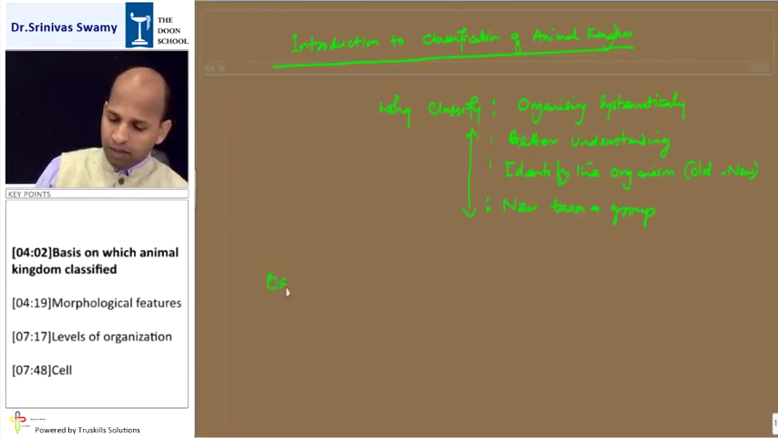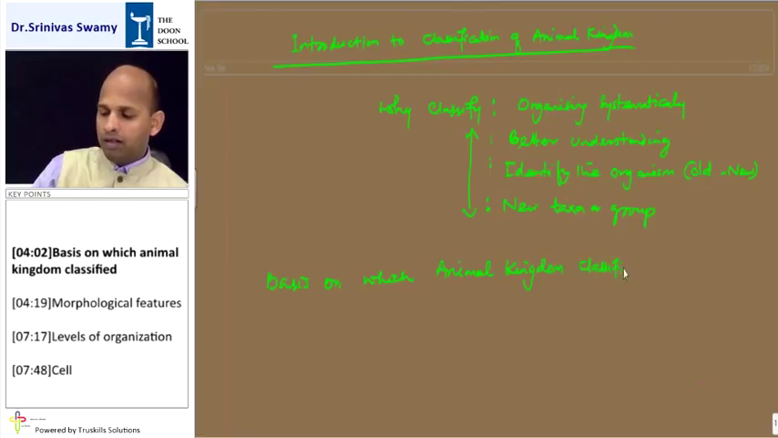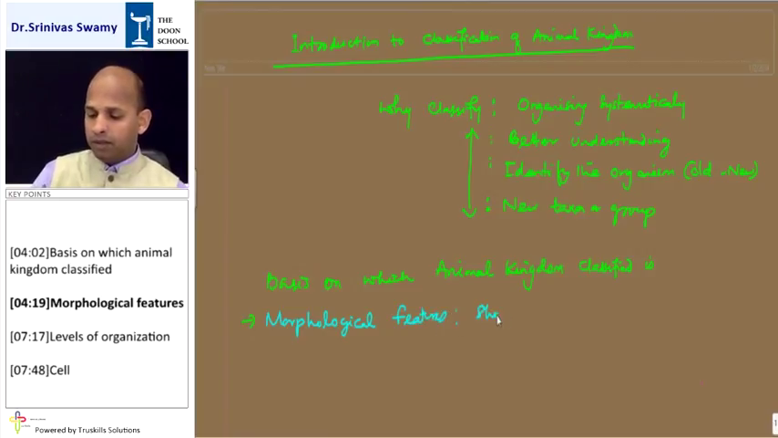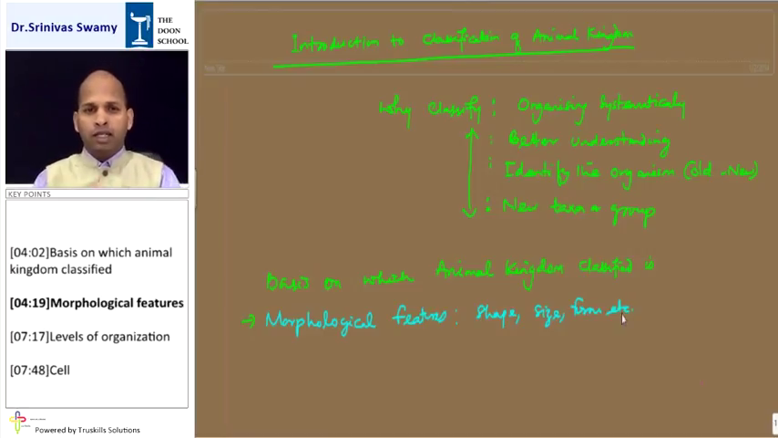The basis on which the animal kingdom is classified: one, its morphological features. That means whether they have a specific shape or size or form, etc. are considered. What size it is, what shape it is, how big it is, how small it is, what kind of form it has.